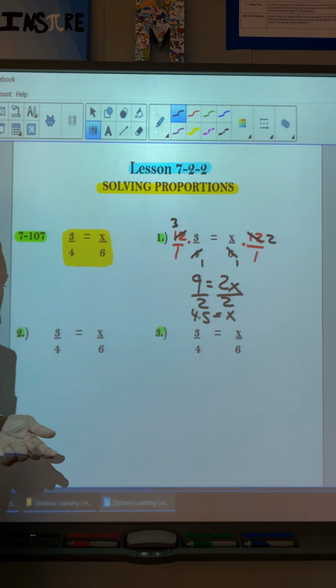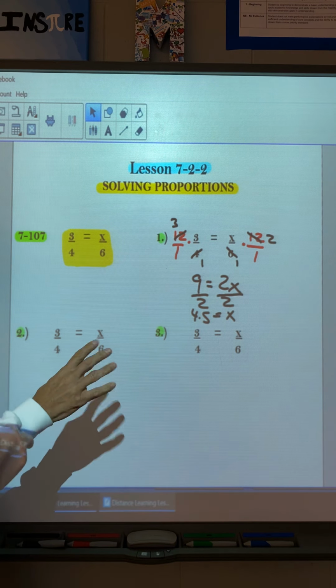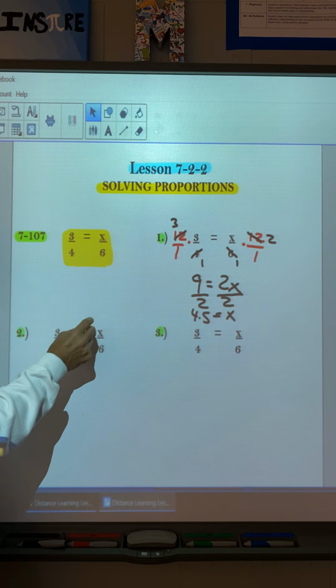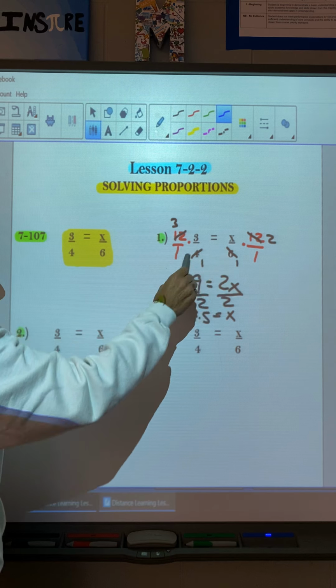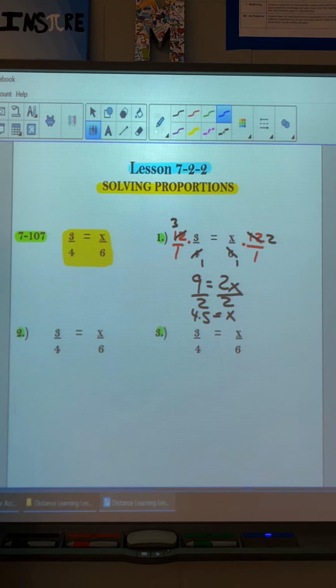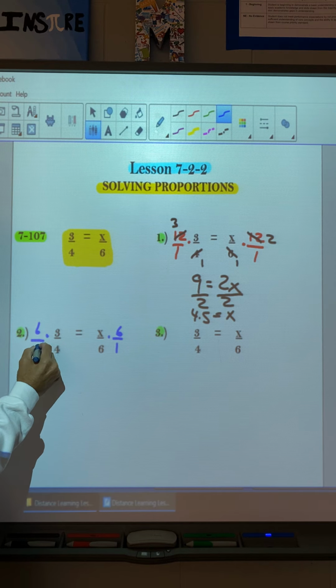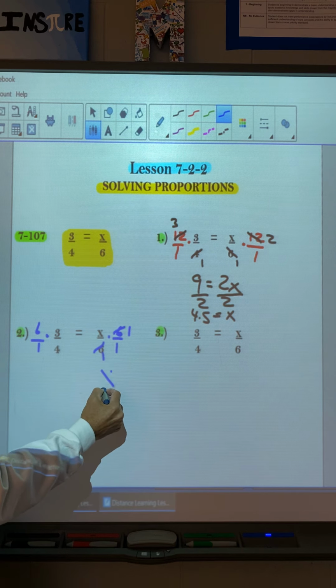Another way to do it would be to just eliminate this one over here. Okay, so you've written down my proportion again. We have 3 over 4 equals x over 6, so this would be example number 2. Instead of getting rid of both fractions, why don't we just get rid of the 6 near the x? So let's multiply by that denominator. So we're going to multiply both sides by 6.